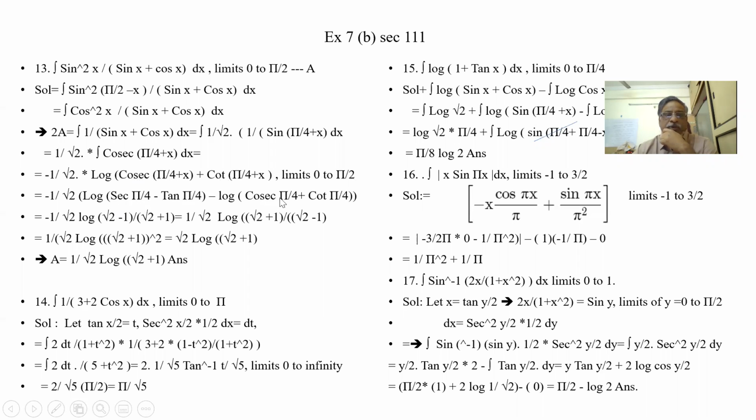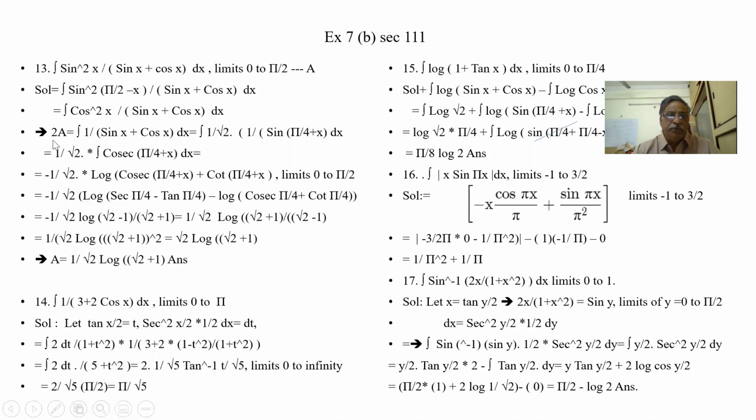Now the bottom limit is cosecant pi by 4 plus cot pi by 4. So when we substitute the values, what am I getting? 1 by root 2 log of root 2 plus 1 by root 2 minus 1. If I do conjugate multiplying, root 2 plus 1 whole square by 2 minus 1. So the whole square comes to this side, 2 by root 2, that means root 2. Root 2 log root 2 plus 1 is the answer.